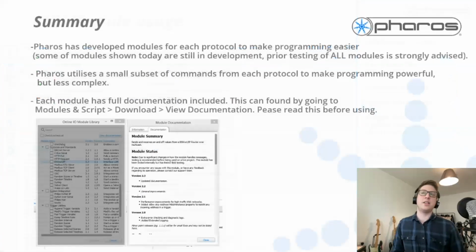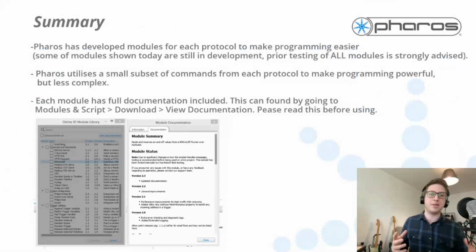Okay, so finally, I just want to come to a summary about what we've talked about today, just to recap over some of the points that I've made. So Pharos has developed these IO modules that are going to allow you to integrate with building management systems. They do support a small subset of each protocol. If you feel that there are commands missing that you think would be really useful, let us know. But we think we've done a pretty good job in terms of giving you the tools that you need to integrate with a building management system, whilst keeping the module nice and simple and easy to program.